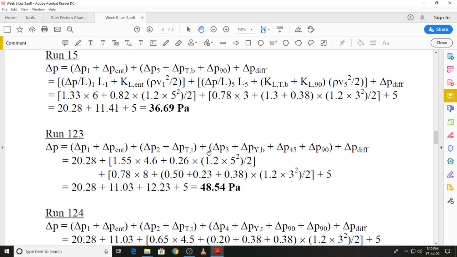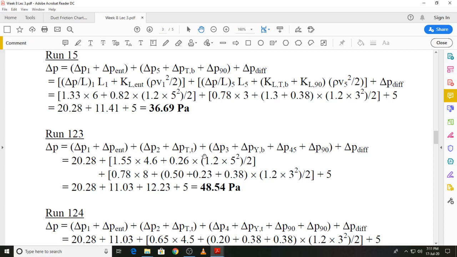Then we have another source of minor loss, that is Y going into the branch, and then there is a 45-degree elbow, after which there is also a 90-degree elbow, and the total length of the segment is given as 8 meters. So that will give us the frictional pressure drop, that is delta P by L for segment 3 multiplied by the length of segment 3, and at the end of course we have the pressure drop across the diffuser.